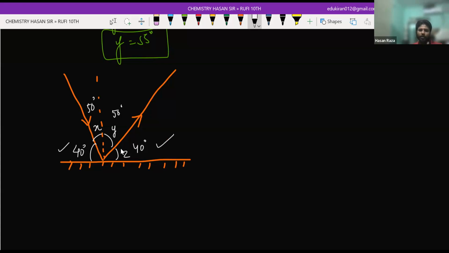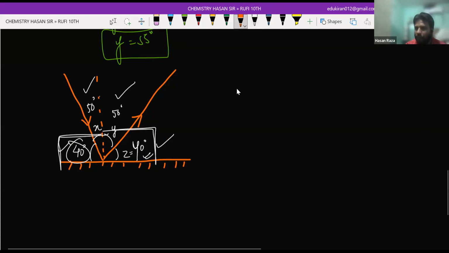Instead, you should apply the concept, like 40 degree. Then this is your 90 degree. So 90 degree minus 40 degree is equal to 50 degree. And by the law, you know that angle of incidence is equal to angle of reflection: 50 degree, 50 degree. And again, if you are going to calculate the Z, you are again going to apply that 90 degree is equal to Z plus 50 degree. That will give you 40 degree. Initially, you should do it like this, applying the concept, which is very important.